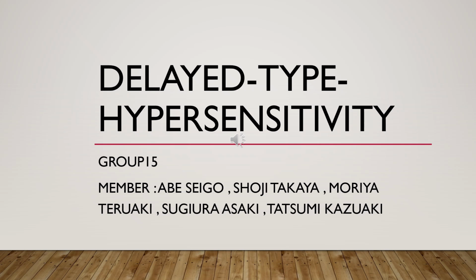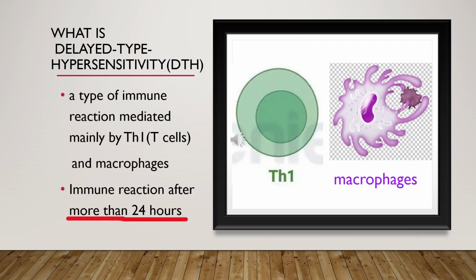This is an important topic in immunology because it explains how our body defends against certain pathogens using T-cell mediated responses. Delayed type hypersensitivity is an immune reaction mainly mediated by Th1 cells and macrophages. The key point is that this reaction appears more than 24 hours after antigen exposure. So unlike immediate allergic reactions, DTH is slow and is driven by cells, not antibodies.